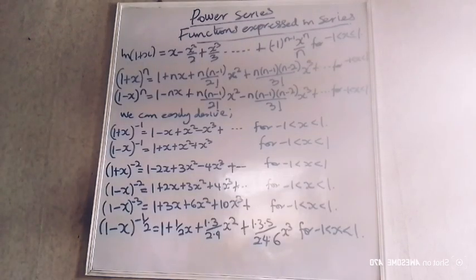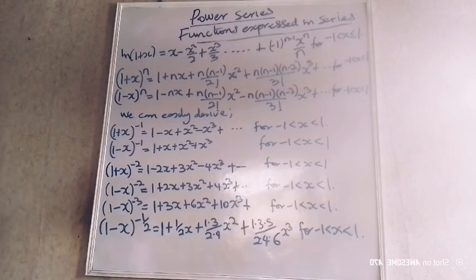Now, ln of 1 plus x is going to give us x minus x squared over 2 plus x cubed over 3, to minus 1 raised to power n minus 1 multiplied by x raised to power n over n, for minus 1 less than x less than or equal to 1.